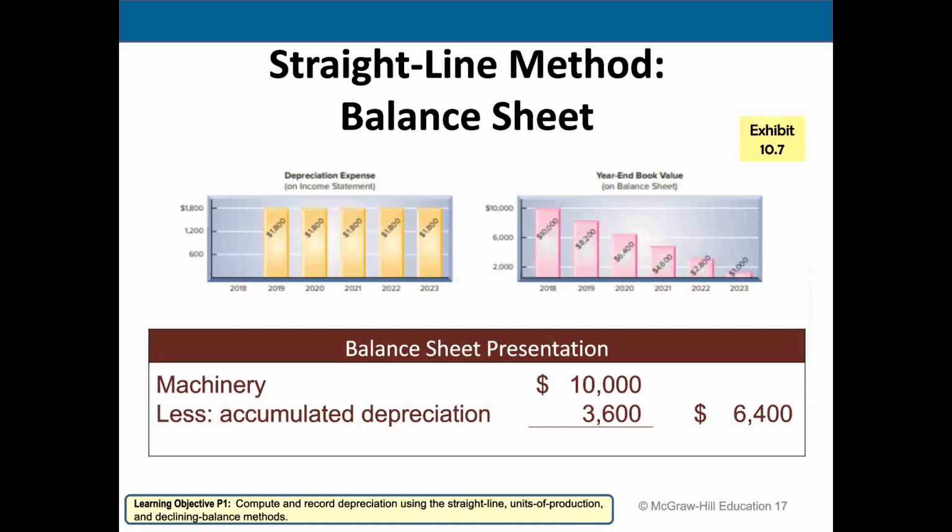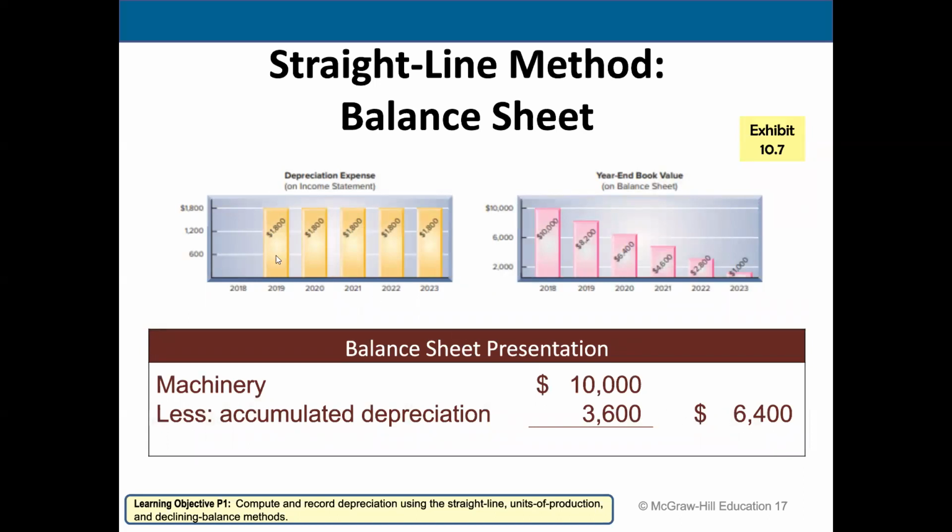All right, so the balance sheet will look like this. It'll say machinery, $10,000 less accumulated depreciation. This looks like it's after 2 years. And so you'll see the cost of the asset minus the accumulated depreciation, and the number it gives us is what's called the book value, which is just the cost less accumulated depreciation.